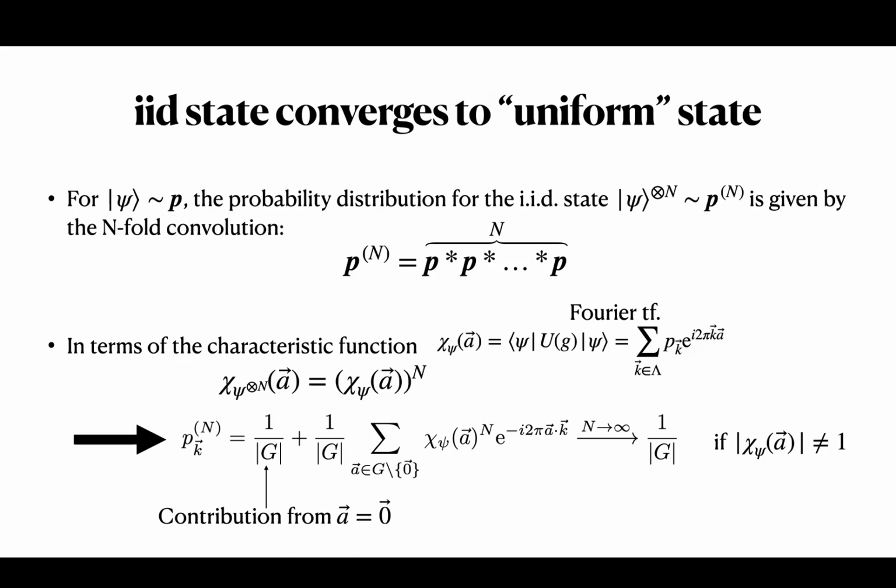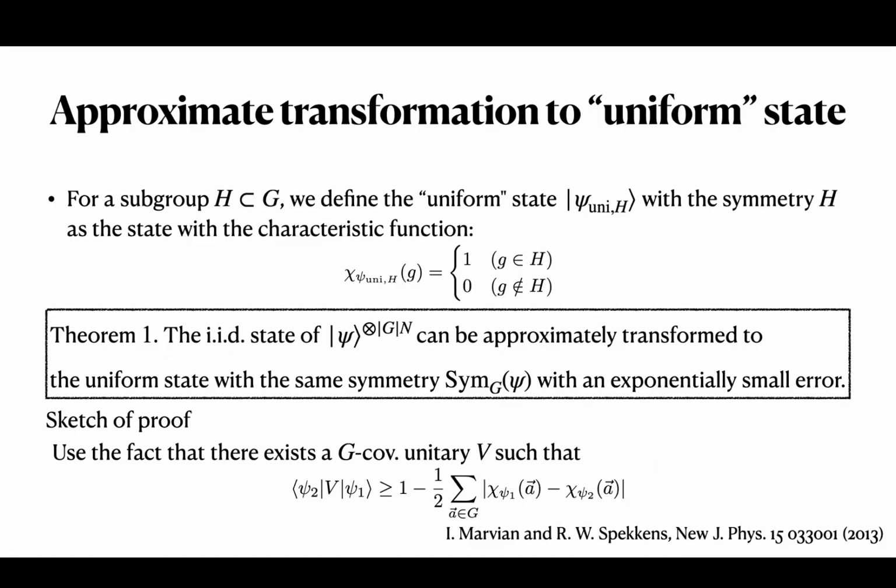To state this phenomenon more precisely, we consider the uniform state with symmetry H. Here H is a subgroup. Then this state is defined as a state with the characteristic function defined like this. And under this definition, we can show that the IID state of psi can be approximately transformed to the uniform state with the same symmetry as psi, with an exponentially small error. We skip the proof.